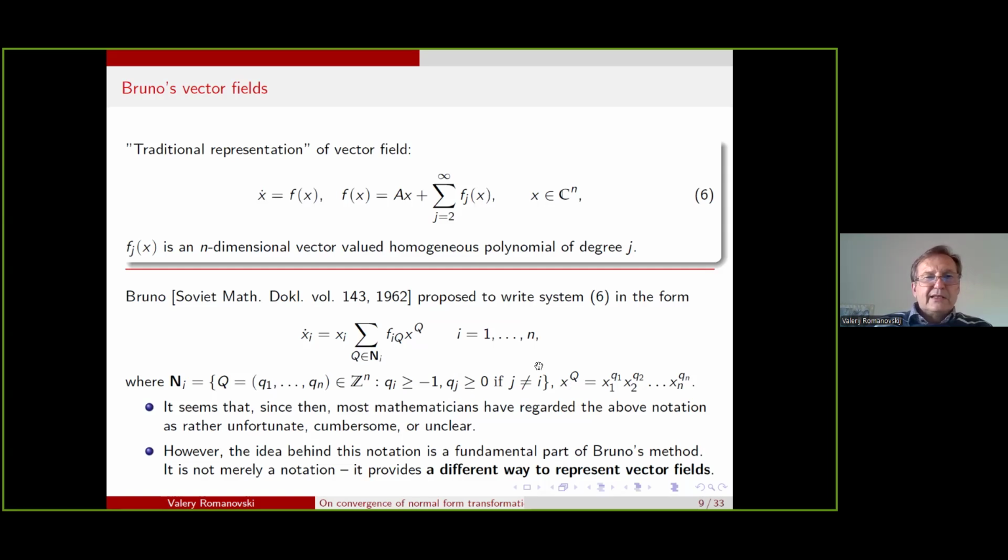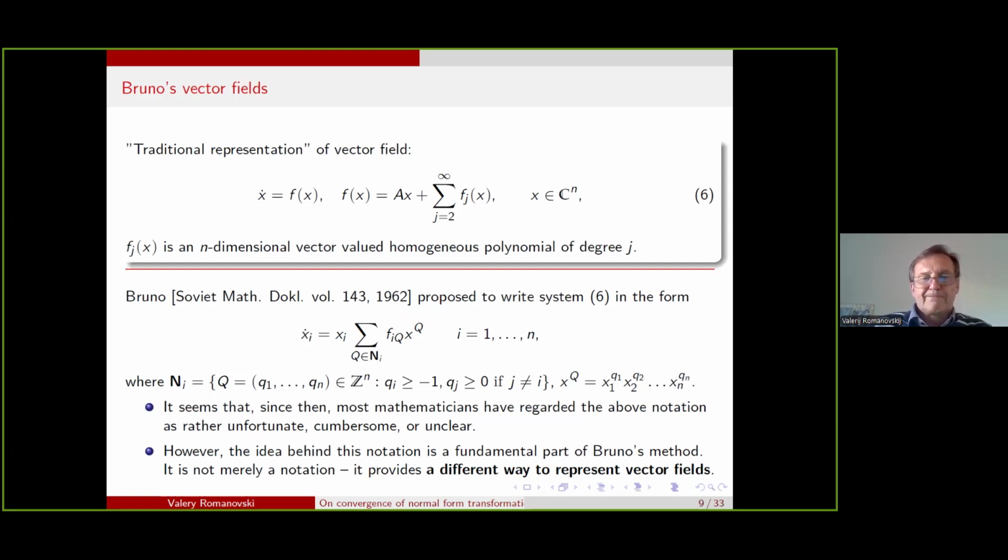And it seems that since 1964, to use the following words of Bruno, most mathematicians have regarded the above notation as rather unfortunate, cumbersome, or unclear. However, in my opinion, the idea behind this notation is a fundamental part of Bruno's method. And this is not just a notation. It provides a different way to represent vector fields.